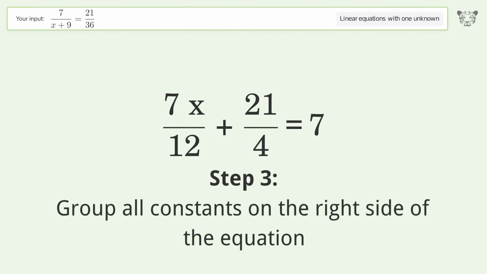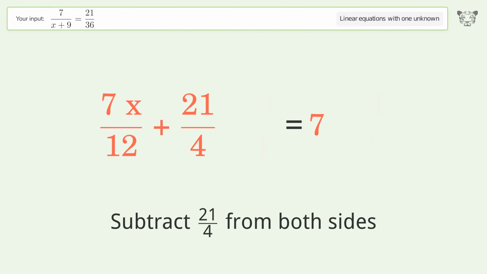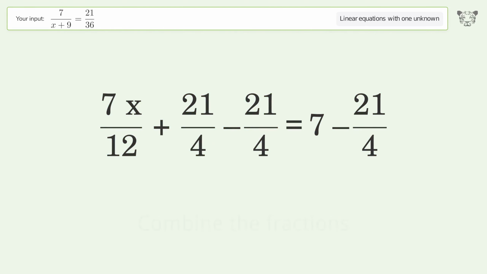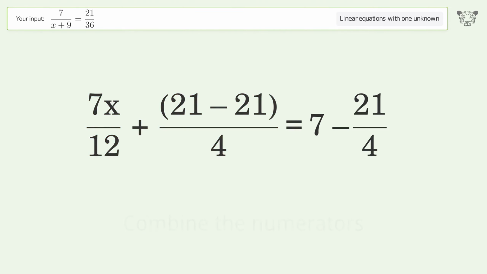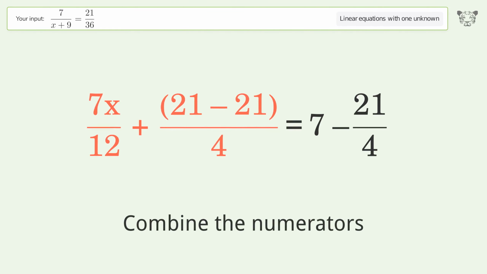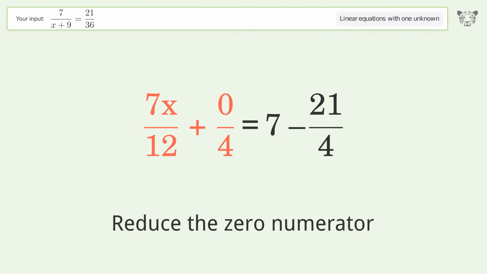Group all constants on the right side of the equation. Subtract 21/4 from both sides. Combine the fractions. Combine the numerators. Reduce the zero numerator.